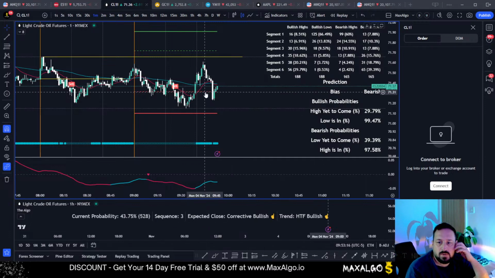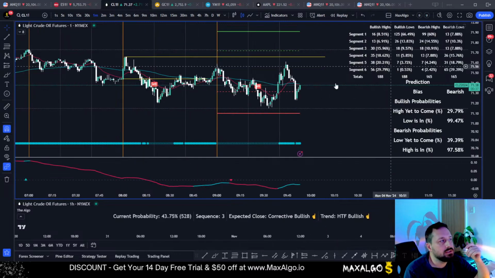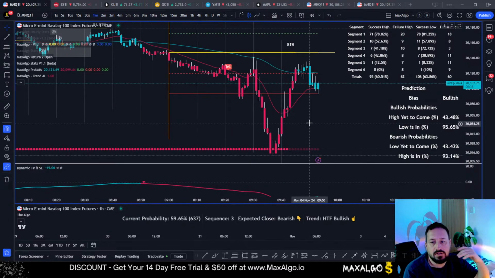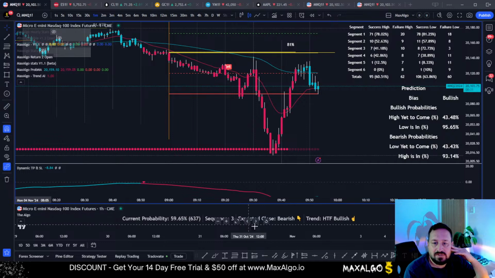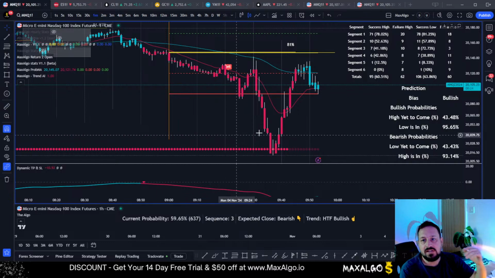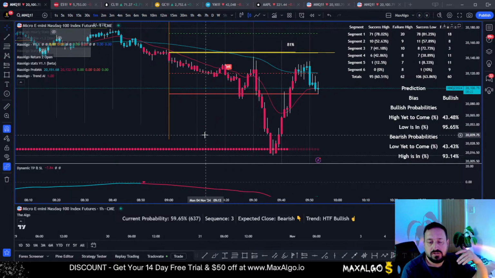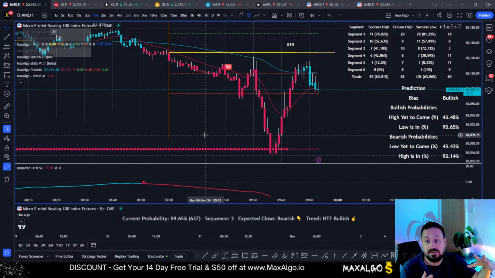Does someone want me to give a quick explanation of what a sequence is? I feel like I'm going to do it anyway. I've spoken about the different types of corrective bearish, and what that price means. A sequence is very similar to a segment. It's just how many periods.